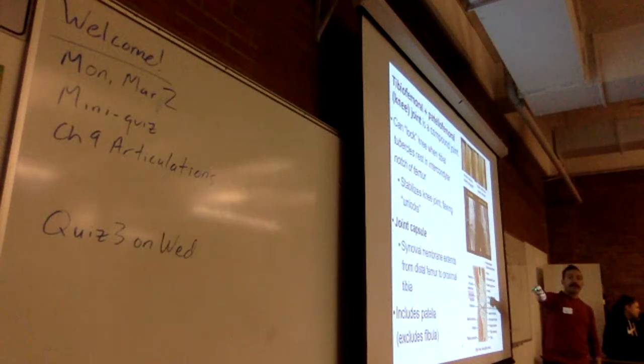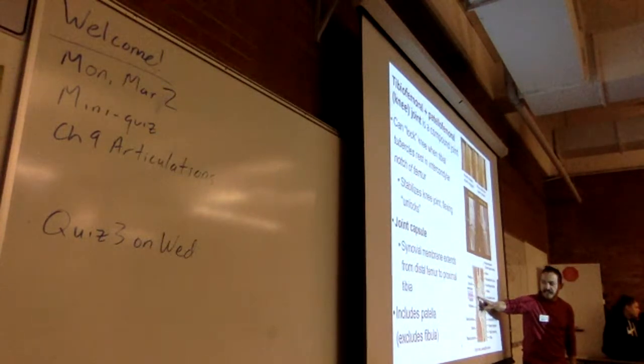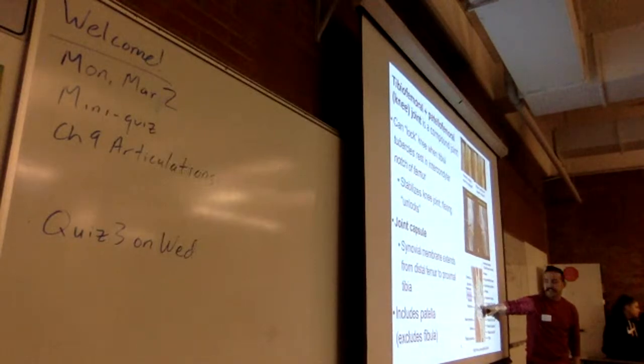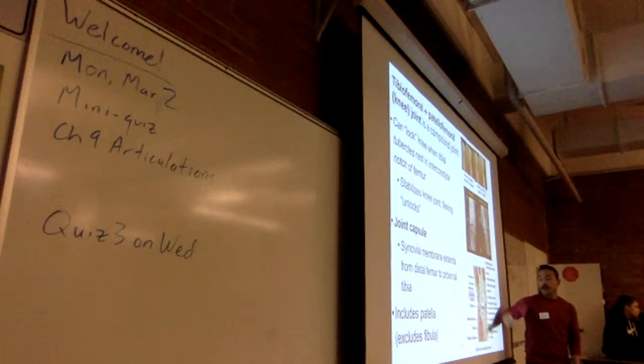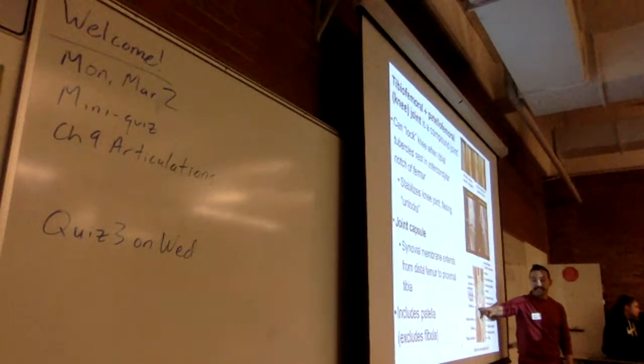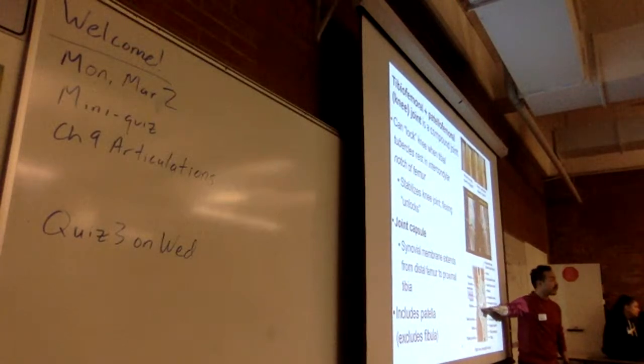So you do have a joint capsule here, of course. And it's extending from, if this is the femur, the distal part of the femur to the proximal part of the tibia. You do have a joint capsule in between. You do have menisci here as well. There's a lot going on in this one region.